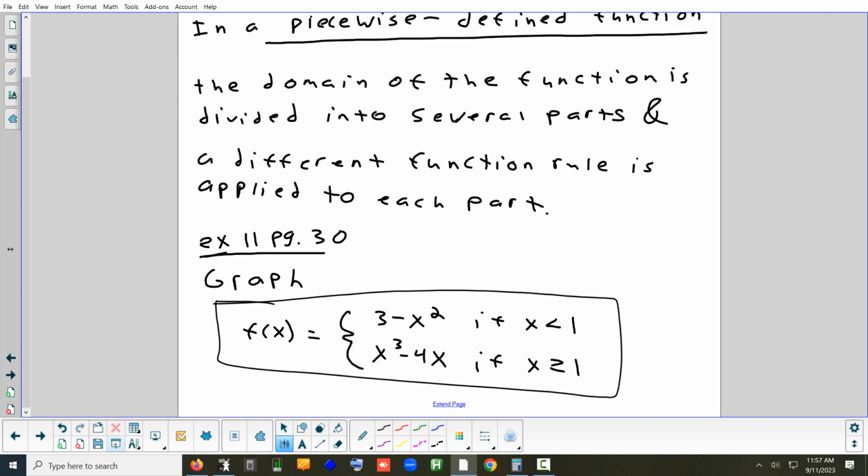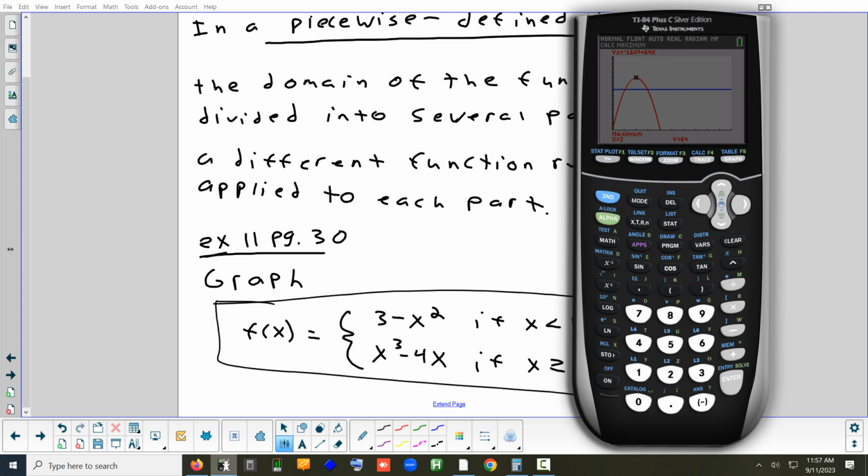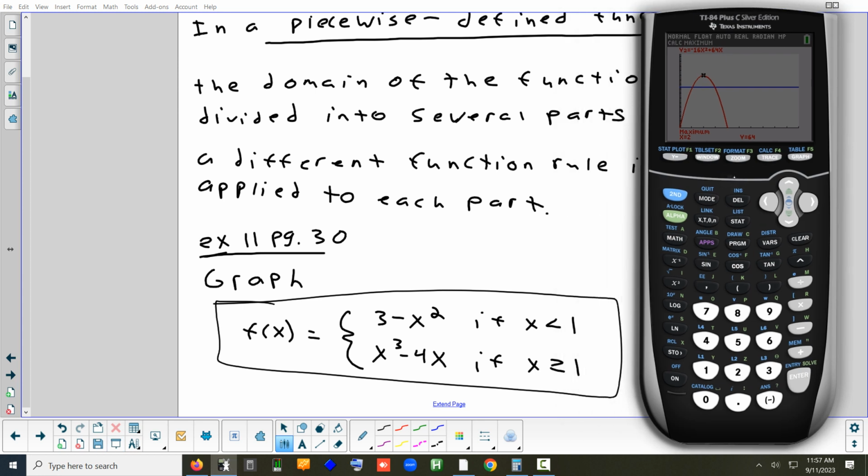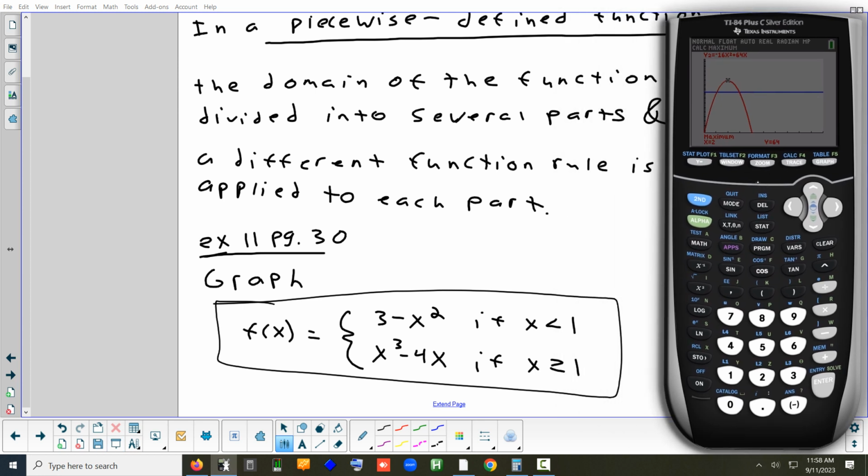And what I really want to show you is how you put that in on the calculator. So to put that in, clear anything else you already have. And the key here is you have to put it in parentheses. That's how you do it. So in y1, put 3 minus x squared, but put it in parentheses.